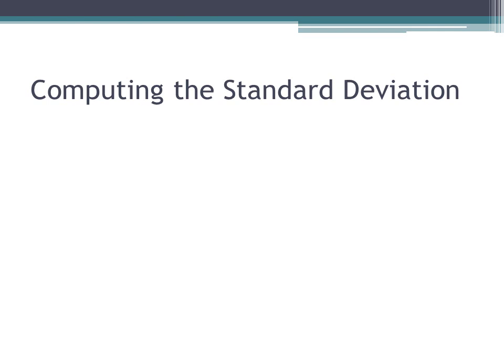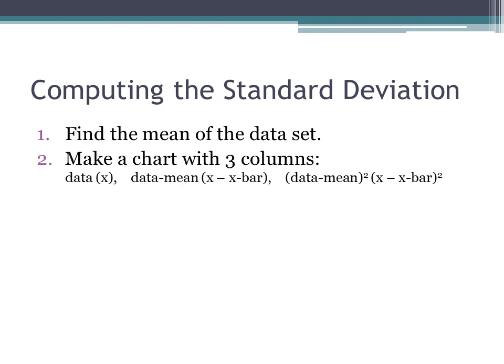Computing the standard deviation by hand can be a bit cumbersome, requiring several steps and using a table or chart. The steps are as follows. First, we find the mean. Second, we make a chart with 3 columns: one for each data point, a second for the difference between the data and the mean, and a third for the square of this difference.